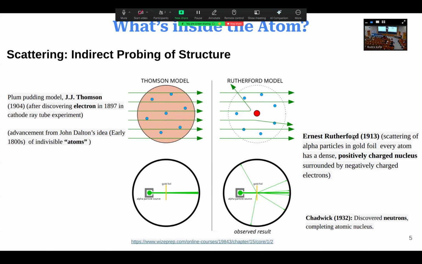So in 1913, Rutherford performed this alpha particle scattering experiment on gold foil, and he discovered that there is something in the atom that is positively charged, and that's the positive nucleus of the atom. So he discovered the nucleus in the atom. And Chadwick in 1932 discovered neutrons, completing the atomic nucleus. But these were low energy scattering experiments.